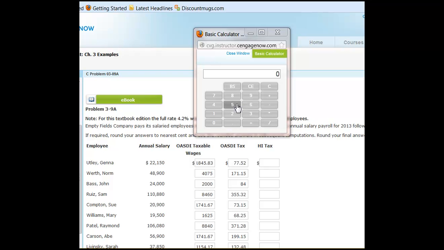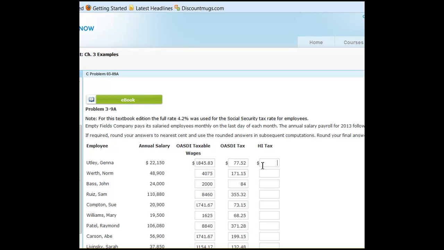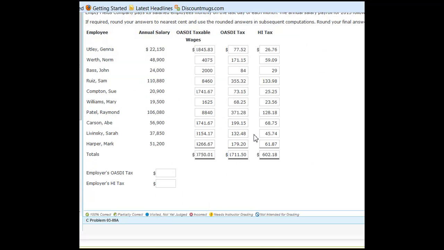So the first one, we're going to take the 1,845.83 times 0.0145. Well, that's not working. Sorry, 1,845.83 times 0.0145. And we get 26.76. Now we're going to do the same thing for all of our others except Sam. For Sam, remember we had to take the 9,240 times the 1.45%.